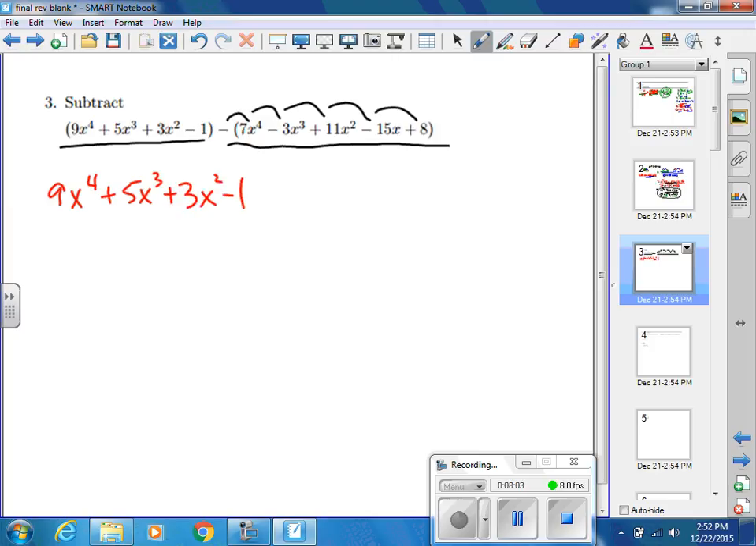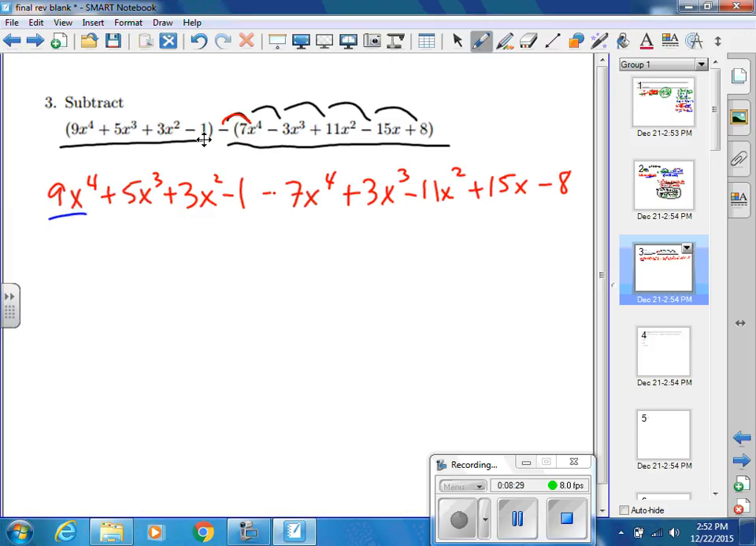See, everything's the same. Now I start multiplying this minus in. So I get minus 7x to the 4th plus 3x cubed, because I changed that, minus 11x squared plus 15x minus 8. All of the signs change. Please know that. Don't miss some on the back end. Now from here I start combining like terms, things that have the same variable and exponent.